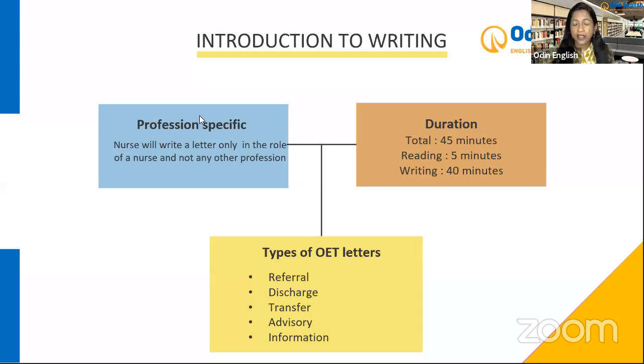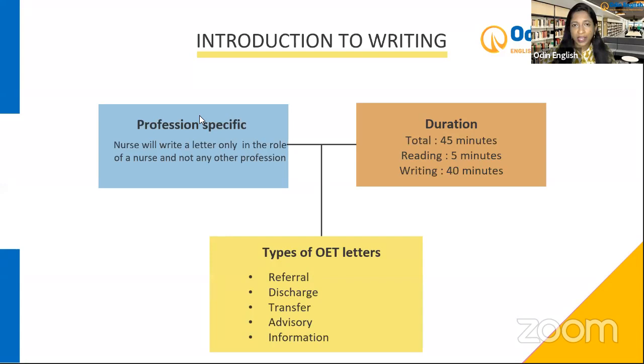Then the duration for your writing task is 45 minutes. Of this 45 minutes, the first 5 minutes is absolutely for reading alone. You are not allowed to touch your pencil. You cannot write or mark anything. You will be just allowed to read. The remaining 40 minutes is for writing. But even though we say it's for writing, it's not only for writing. It includes a lot of other things like planning, writing, proofreading, correcting. So you have to do all these things in the 45 minutes.